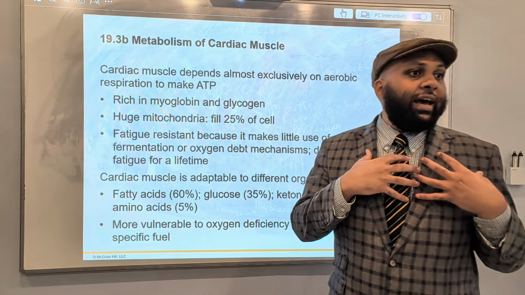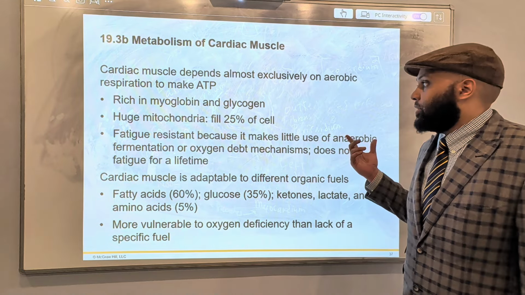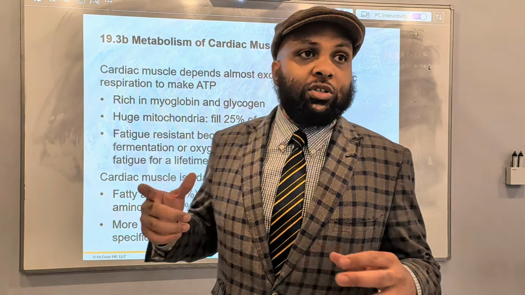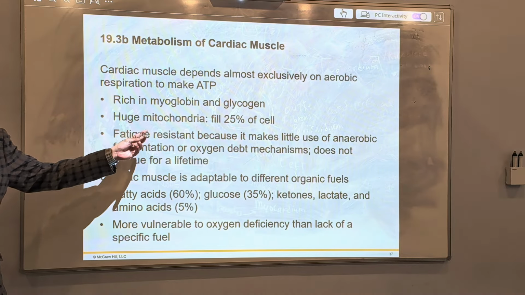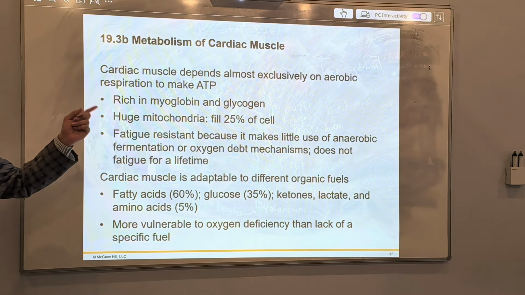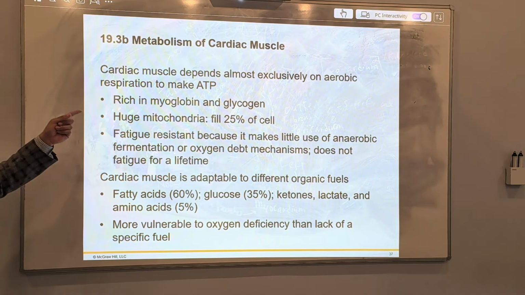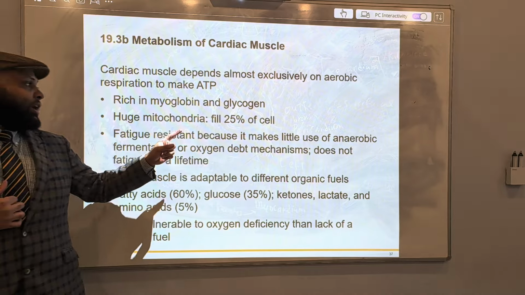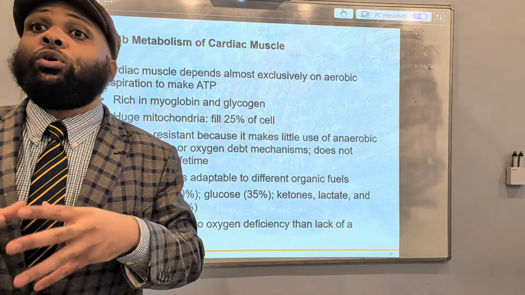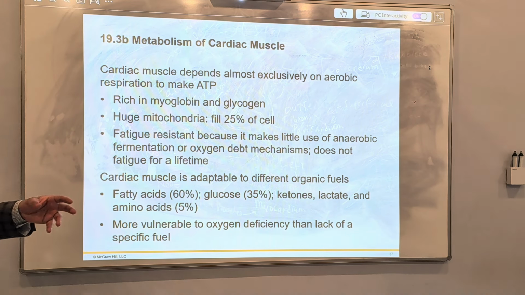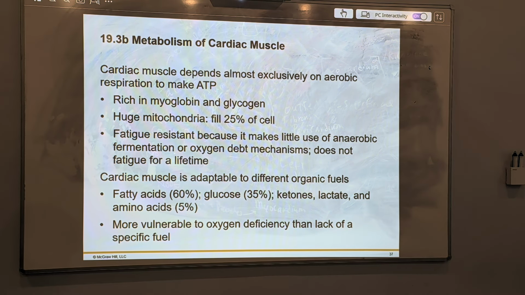So the heart muscle has a lot of glycogen and a lot of myoglobin. And the heart muscle also has huge-sized mitochondria. Please remember that. I think that's one of the questions on the homework too. The heart muscle has huge mitochondria that fill about a quarter of your cell. And the heart is fatigue resistant because it makes little use of anaerobic fermentation or oxygen.